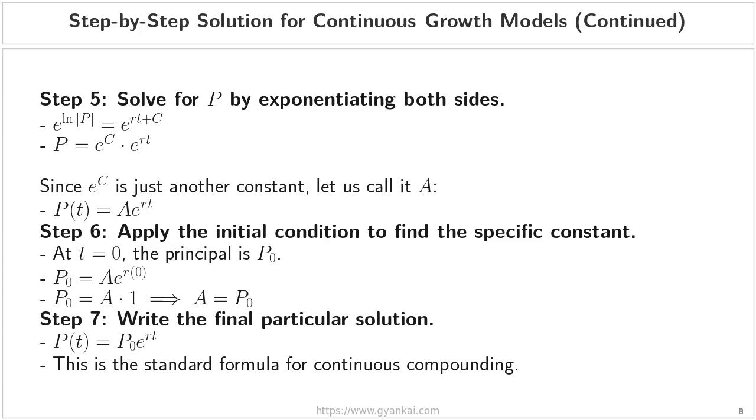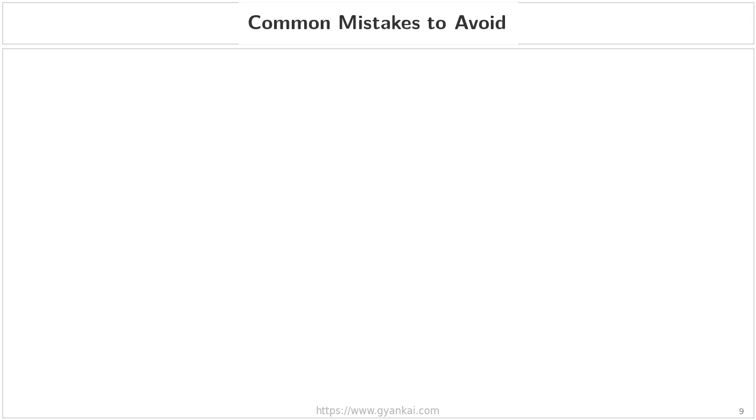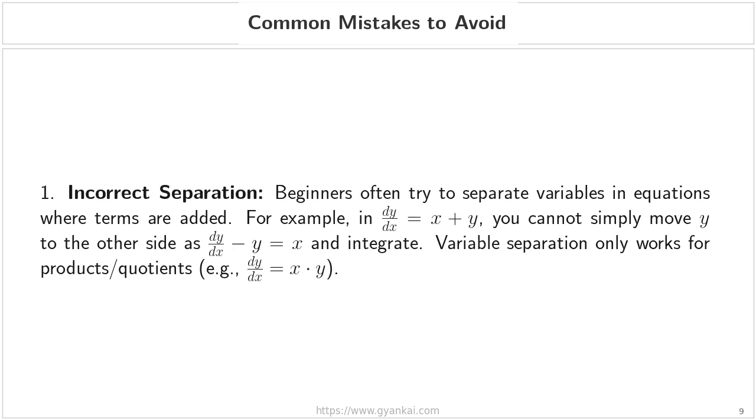Now, before we wrap up, let's look at some common pitfalls to avoid when solving these types of problems. Now that we have integrated both sides in the previous step and arrived at the natural log of the absolute value of p equals rt plus c, we need to isolate our variable p. Common mistakes to avoid. First, let's talk about incorrect separation.